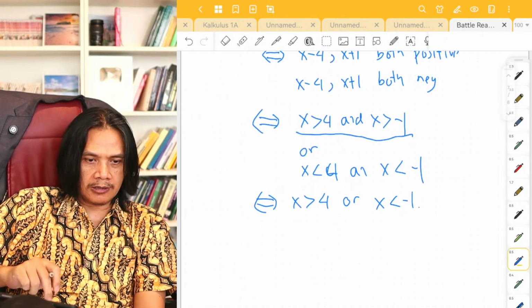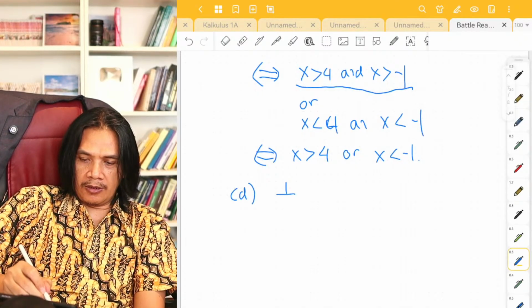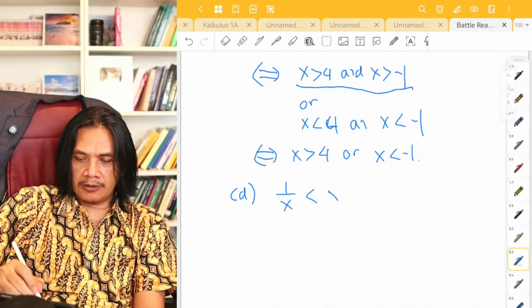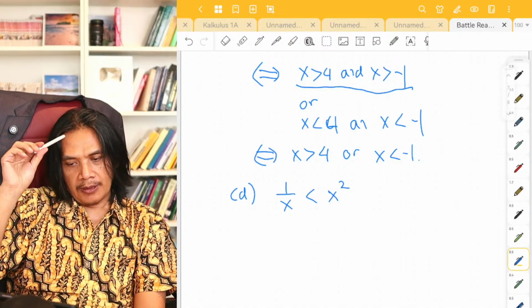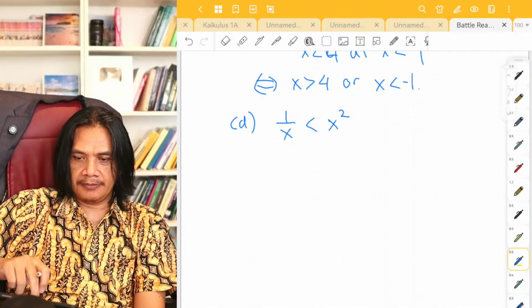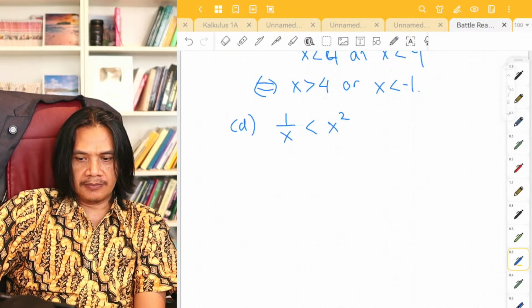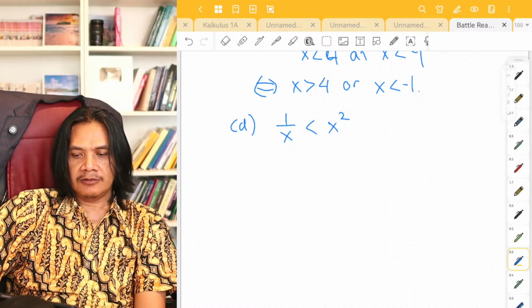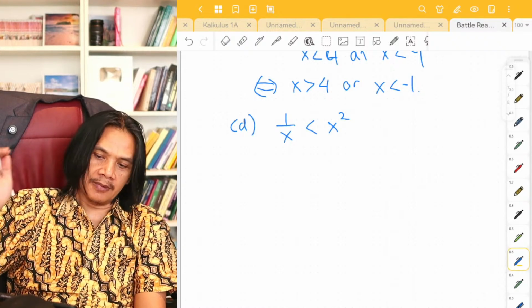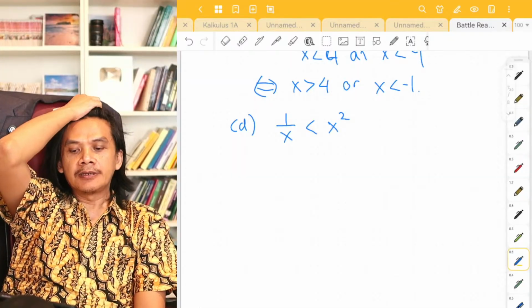Maybe this is the last one. 1 over x less than x squared. So how do we do this? All real numbers. So it's everything past 1. I mean everything is like bigger than 1, less than negative 1, right? I think it should be. I don't know. But how do we prove it? How do we proceed from this information?